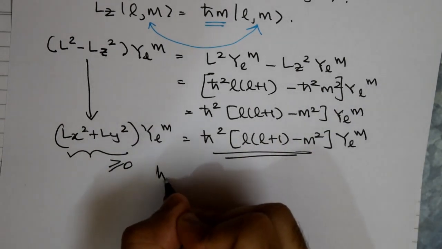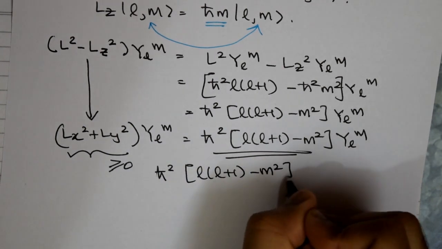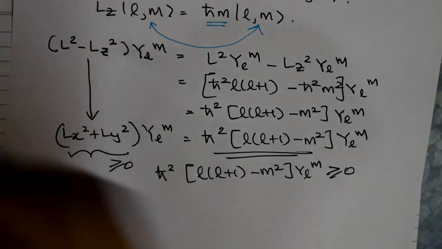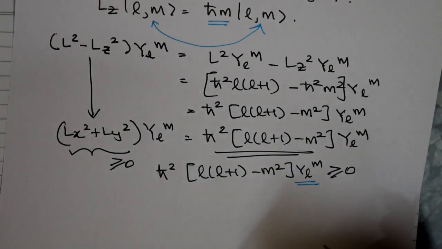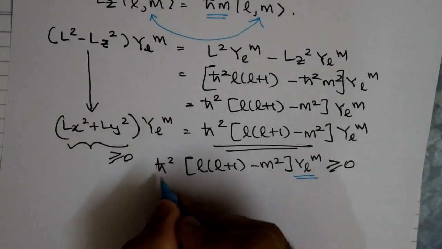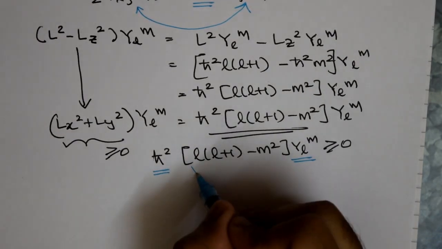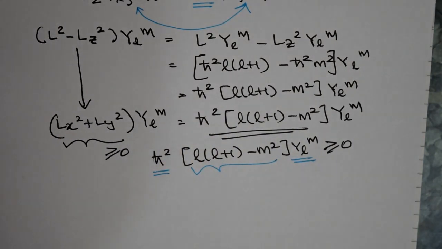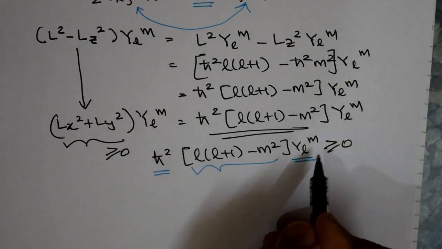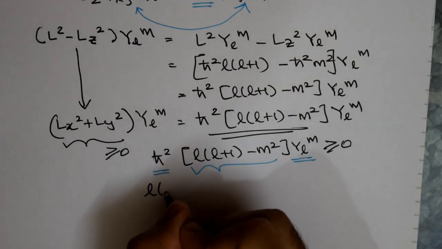So let's rewrite it. h cross square l into l plus 1 minus m square Y_lm is greater or equal to 0. Of course, the function Y_lm is not equal to 0. We have seen it for very different functions, but even if that's equal to 0, it makes it trivial. We know for a fact that the Planck's constant is also not equal to 0. So that could imply, so this is what you're trying to look at. Basically, none of them are values that could go less than 0, Y_lm and h cross square. So therefore, this is the value that we have to look into more closely.